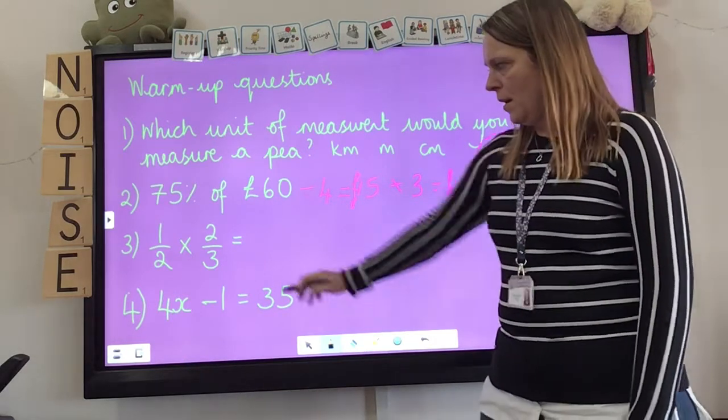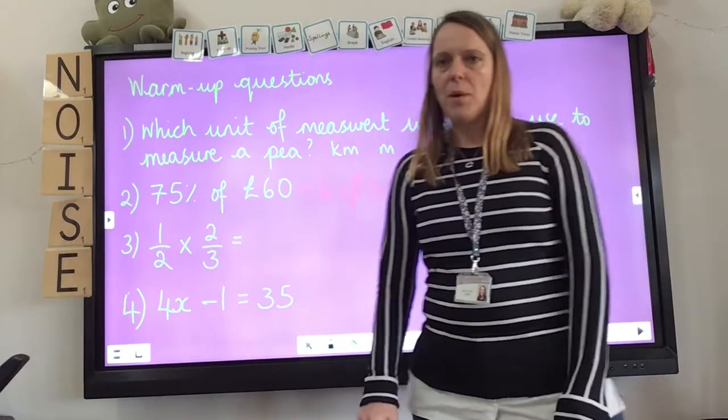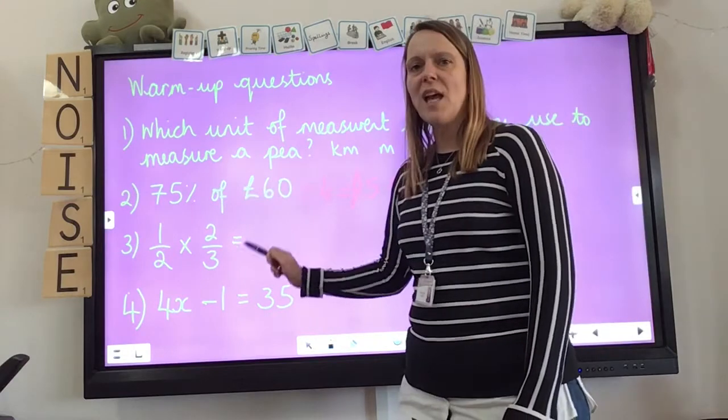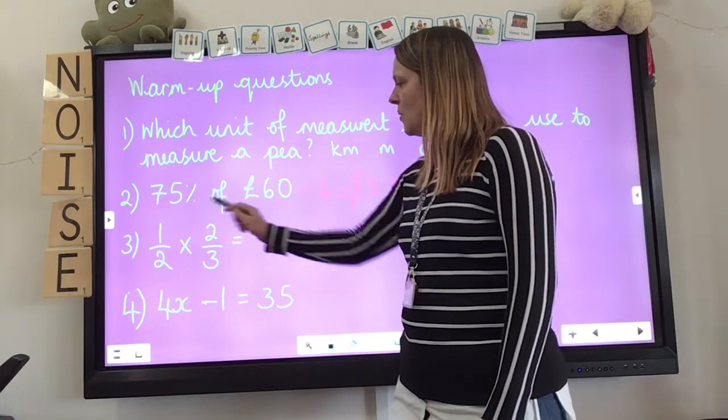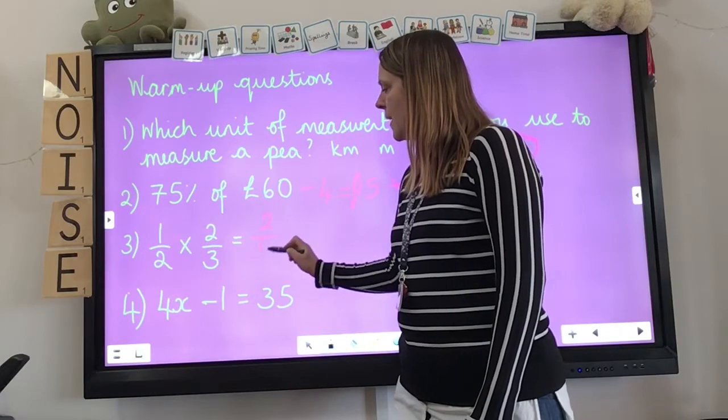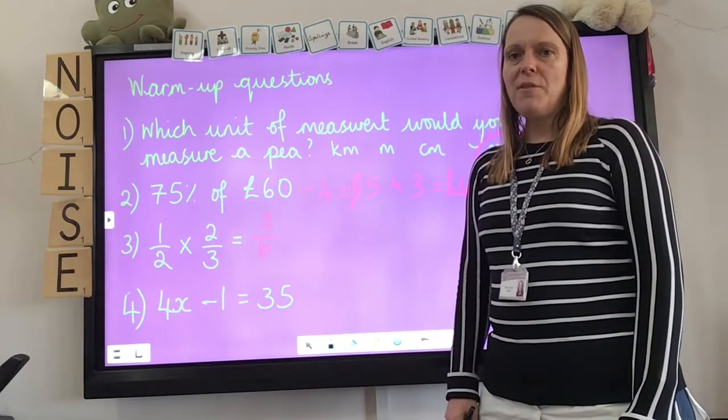Okay, practising our revision of multiplying fractions. Remember, they're one of the easier ones. So we have to multiply the numerators together and then multiply the denominators together. So 1 times 2 is 2, 2 times 3 is 6. And can we simplify that fraction?